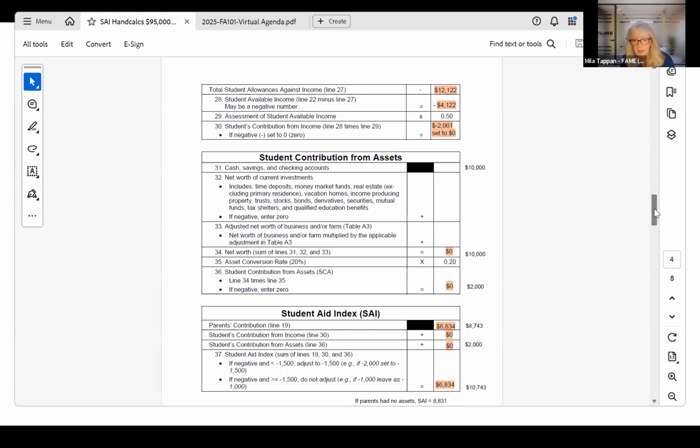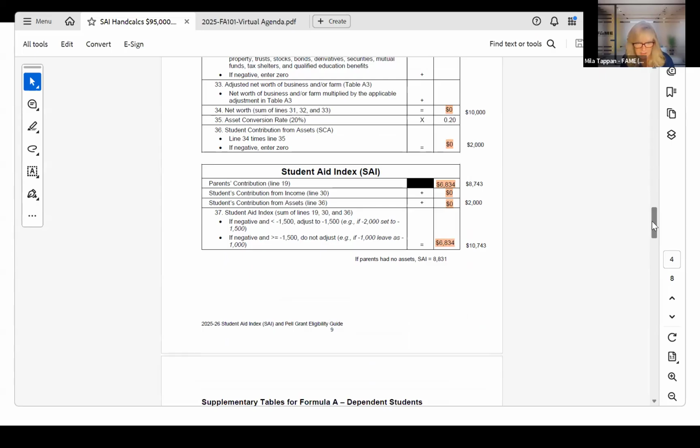Okay, so we've set our SAI calculation at the meantime, we've set this to 0. The student has no assets, okay? So then we're going to get our final SAI. We're going to pull over the 6,834 SAI, that's the parent SAI from the first 2 pages of the worksheet. The student has no contribution from income. The student has no contribution from assets. And so what we have is a total SAI of 6,834. Okay, so that is what the SAI would be in that scenario.